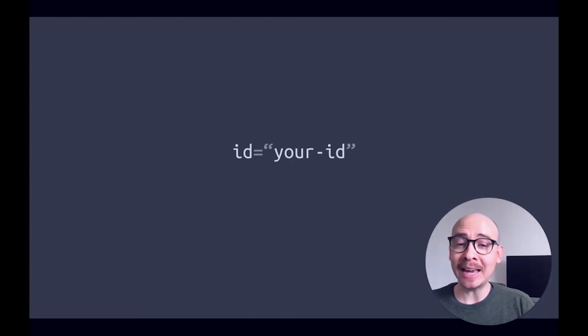Here we have the ID attribute. This attribute is used to add an identifying name to an element. To create the ID attribute, you need the name. Here, it's ID, then whatever value you will be using. For the ID attribute, your value will be whatever identifying name you chose.